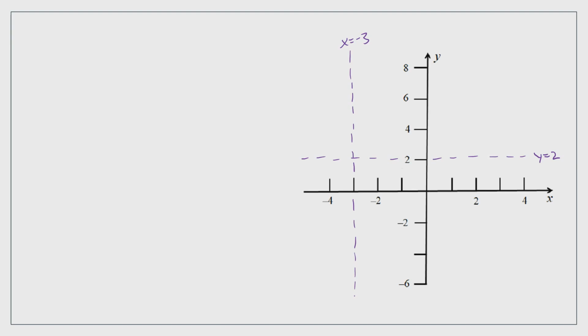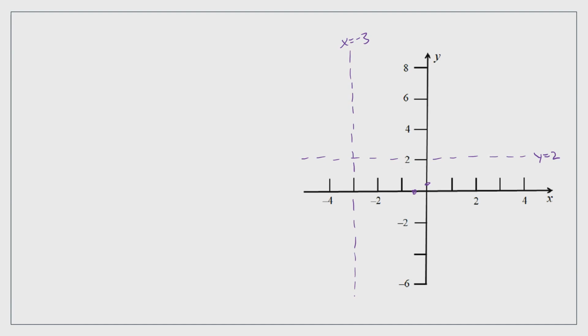Okay. And we have our intercepts. We have 0 and 1/3. So that's 0.33. So 1/3 will be right here. Okay. Then we also have an x-intercept at -1/2, 0. So that's 1, -1/2, 0. So right there. Okay.